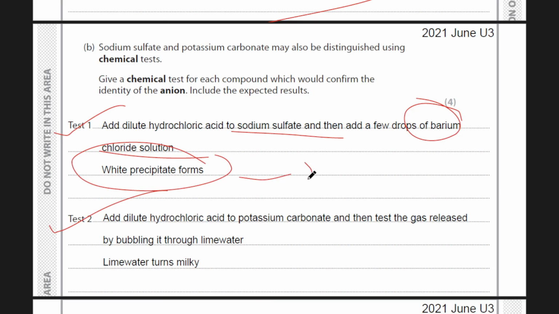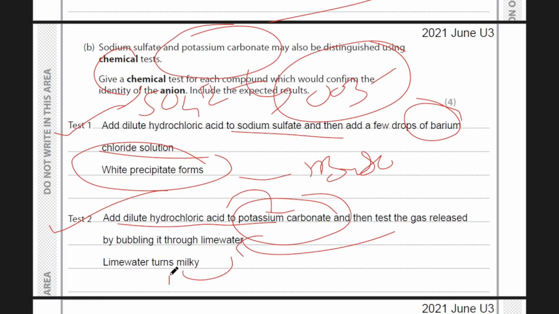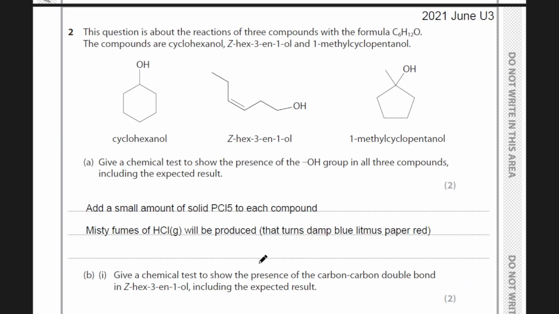So a white precipitate, barium sulfate, will be produced in the case of sodium sulfate, but for potassium carbonate it won't be. For potassium carbonate, how can we distinguish the carbonate, which is the other anion, from sulfate? For carbonate, we can just add dilute hydrochloric acid to potassium carbonate. This will provoke the production of carbon dioxide, which we can prove by passing it through lime water, because the lime water will turn milky due to the production of calcium carbonate.